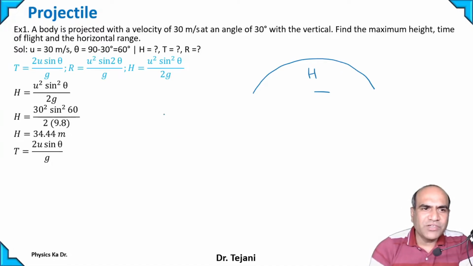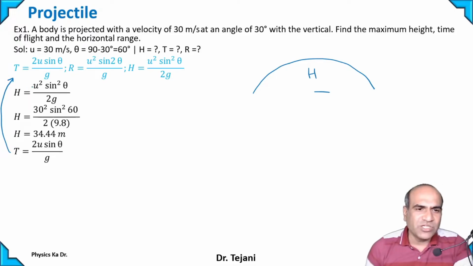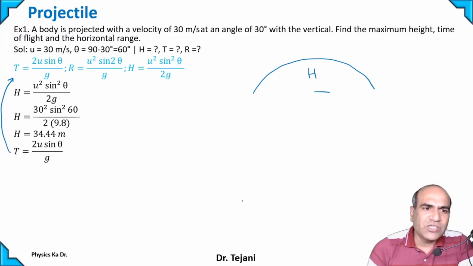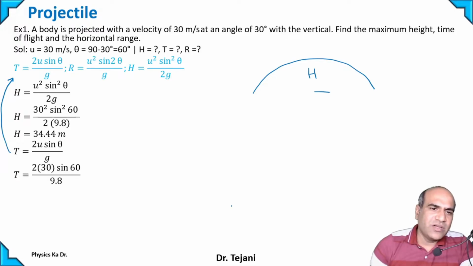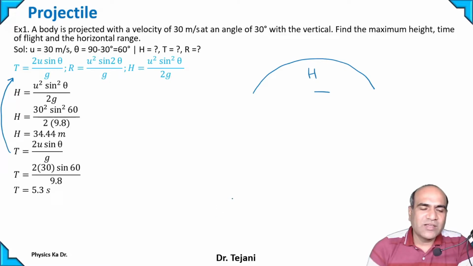Then we have the equation for time of flight. T is equal to 2u sine theta by g. So put the values here: u is equal to 30, theta is 60 degree, divided by 9.8. So T is equal to 5.3 seconds.